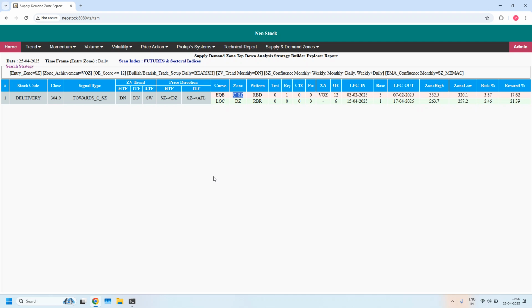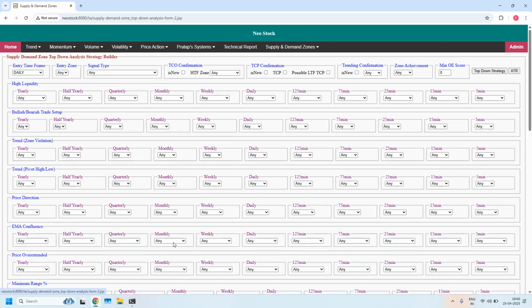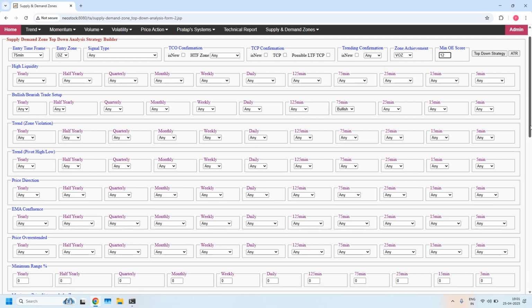Next we will look into weekly income trade supported stocks. First, the bullish trade setup for weekly income trade. Entry time frame 75 minutes, entry zone demand zone. In bullish or bearish trade setup at 75 minutes time frame, I am selecting bullish. Zone achievement, violated opposing zone. Minimum odd enhancer score should be 12. And this 75 minutes demand zone should not be pierced.